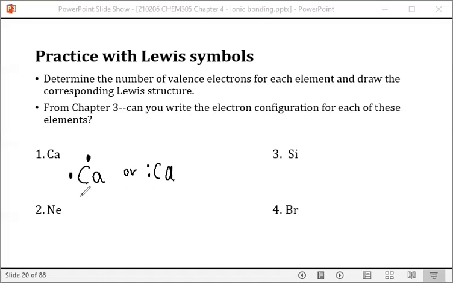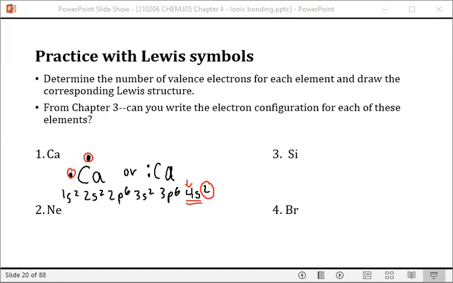Okay, and if we wanted to write the electron configuration for calcium, just to get a little extra practice for that, it'd be 1s2, 2s2, 2p6, 3s2, 3p6, 4s2. And so the highest energy shell, the highest principal quantum number, is 4. It's in an S subshell, and there's 2 electrons. So there's 2 valence electrons in calcium.